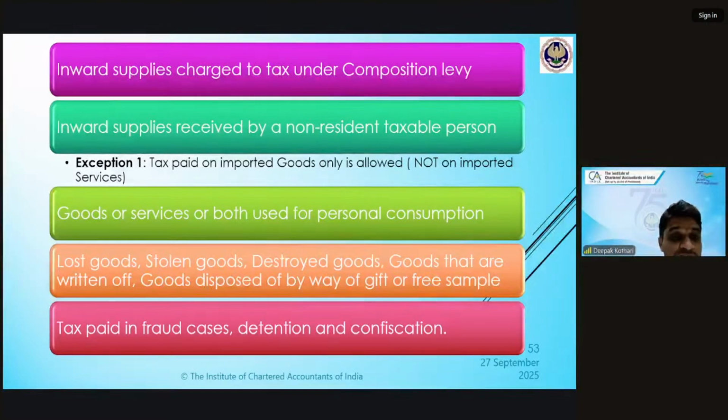Under the composition scheme, GST is paid by the composition dealer from his own pocket. That's the reason credit is not available. You're right, Shamdi. Yes, correct.